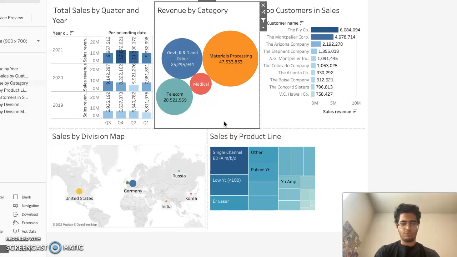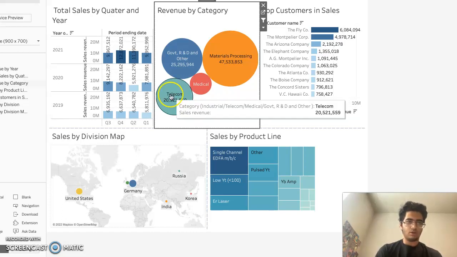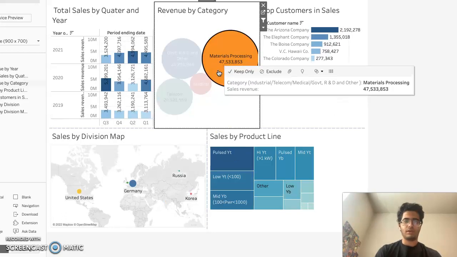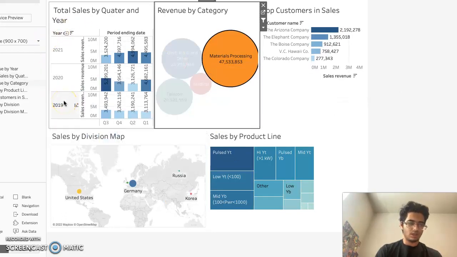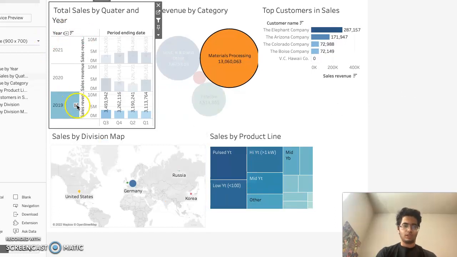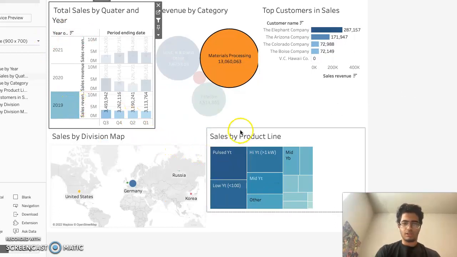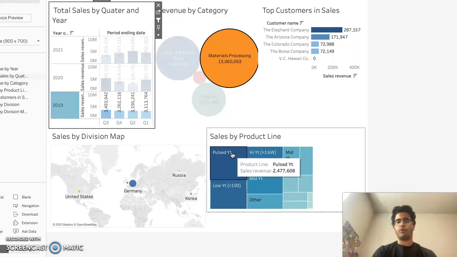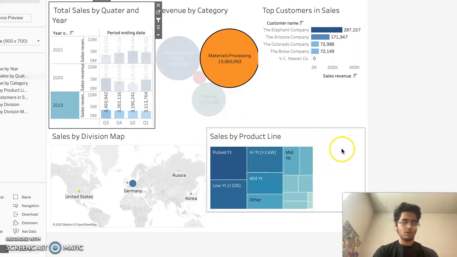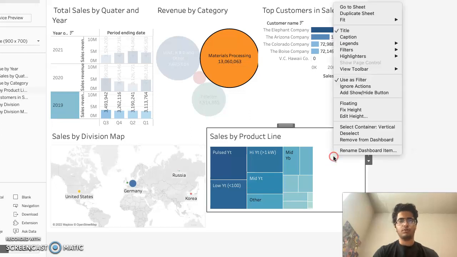Our third question is, which product line has the highest sales in 2019 under the material processing category? So we select material processing in 2019. We can see the product lines and all the numbers. This one is the highest, the bulk YT, at 2477608.